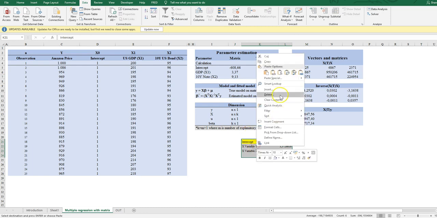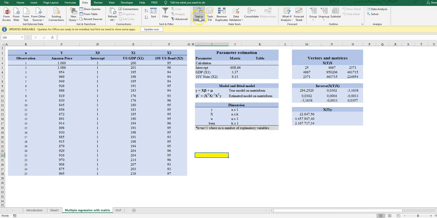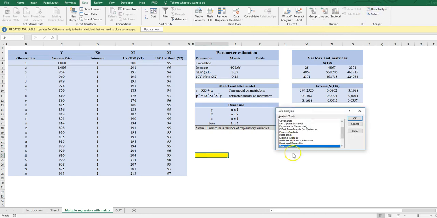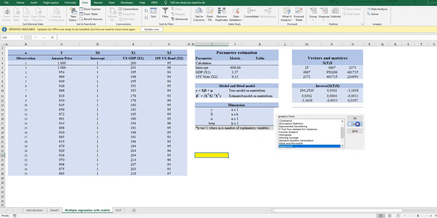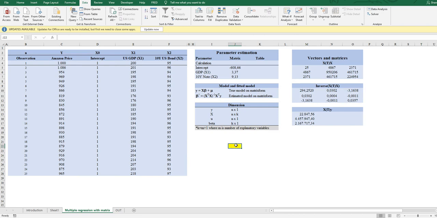So this was correct. So please note that when you use the Excel built-in function, we don't need to put in the intercept. Excel does that on itself. Excel calculates by the matrix system also, but it adds the unity vector itself, so you don't have to put it in. So this is the way to estimate parameters with matrix and vector notation.